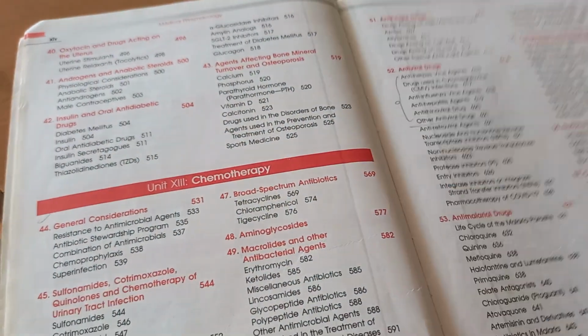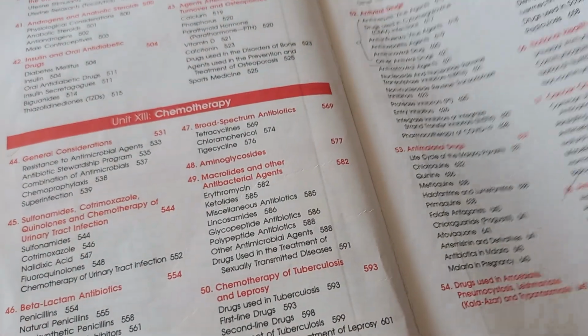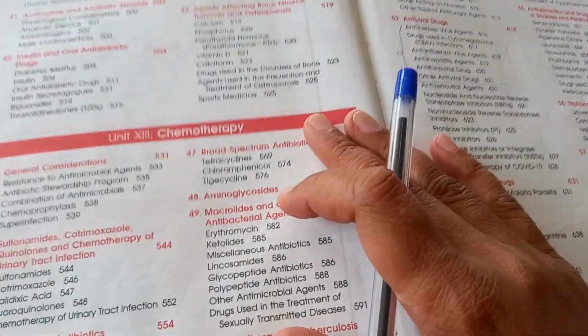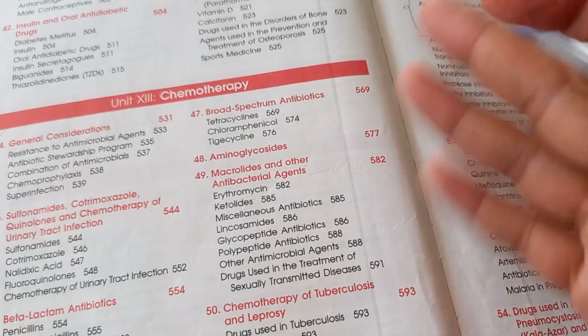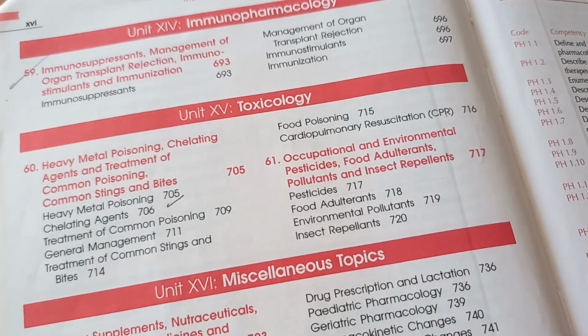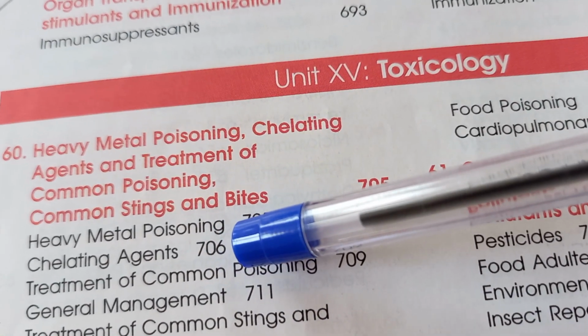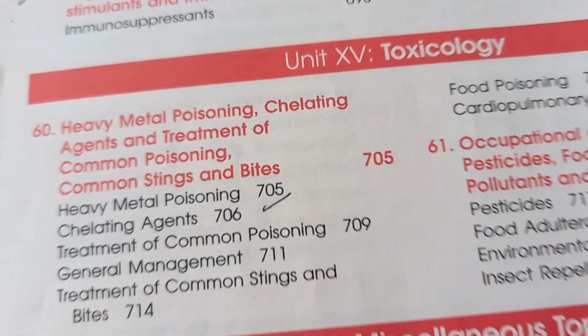Then chemotherapy. So chemotherapy also, you should know a lot of drugs, guys. Chemotherapy includes your cancer drugs and also your antibiotics, okay? Everything it includes. Antimicrobial drugs. So that is chelating agents, desferrioxamine for iron, then you have D-penicillamine for copper, etc., right?